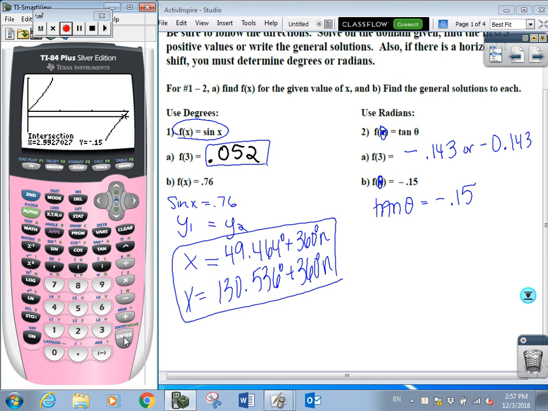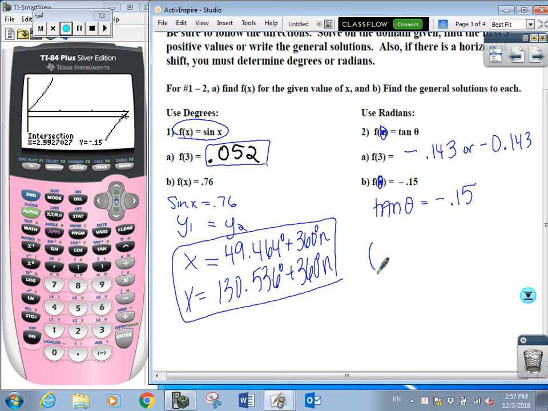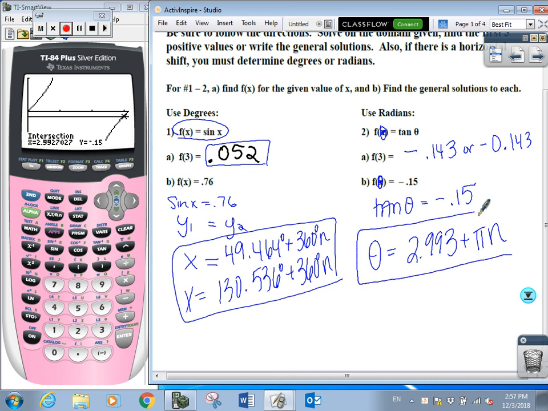So there we have an answer. Theta equals, or if you change that theta to an x, x equals 2.993 plus the period. Very important that we remember that. That was one of the main points of that packet, is to remember all that stuff from Unit 2. Long time ago, but you need to know that for this unit. All that stuff from that packet is coming back. You got to remember it.